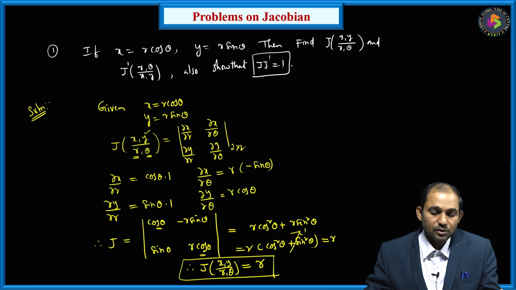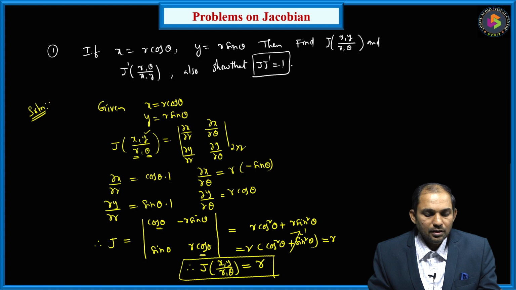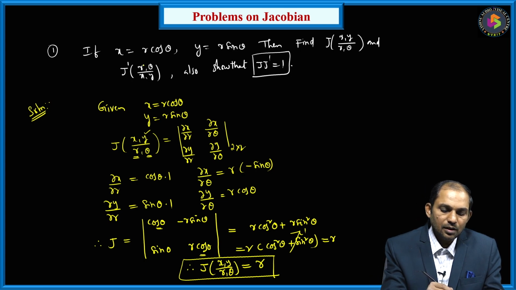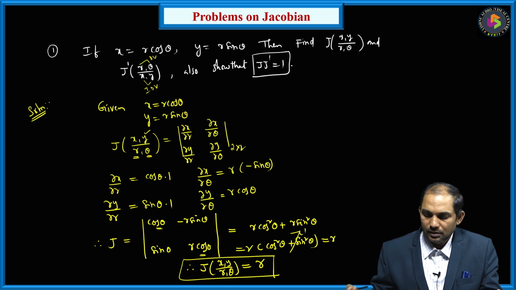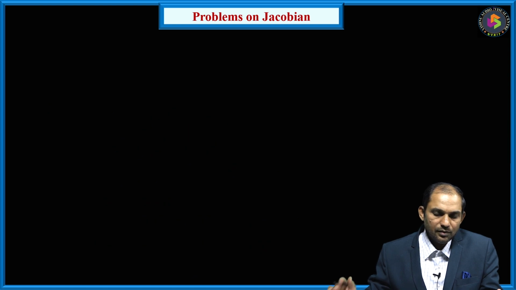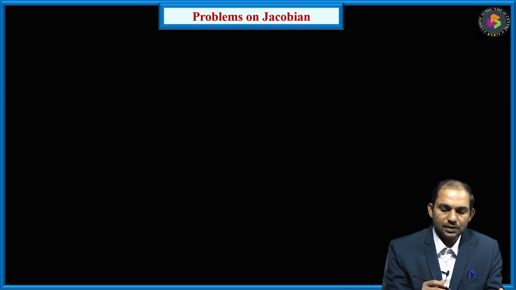Similarly, we have to compute the Jacobian J dash. Here the numerator consists of r and theta, which are dependent variables, and these are independent variables. So dependent variables have to be expressed in terms of independent variables. But if we look at the problem, x equal to r cos theta, y equal to r sin theta, here x and y are expressed in terms of r and theta. But in order to compute J dash, r and theta have to be expressed in terms of x and y. That is the reason we are going to compute r and theta in terms of x and y.